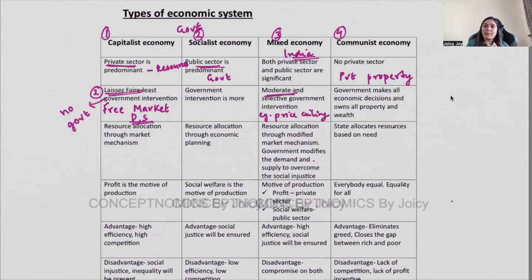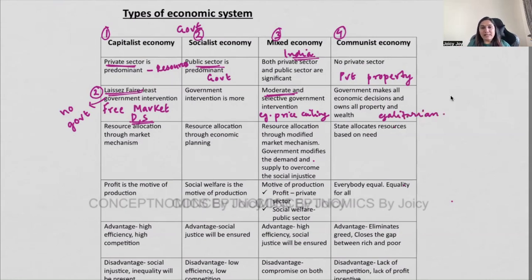In a communist economy, the government makes all the economic decisions and owns all the property and wealth, which means in a communist economy, the basic principle is ownership by everyone. That is equal distribution, or it follows an egalitarian principle.